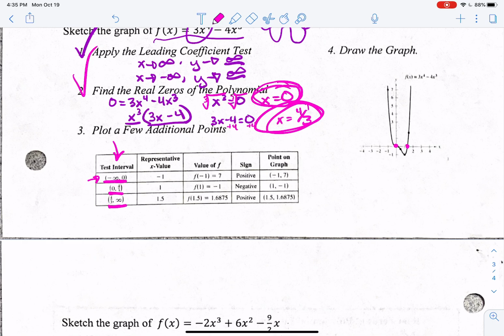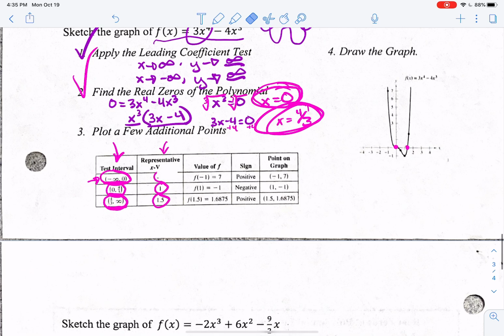So what we do is after we determine our test intervals, we pick an x coordinate. So I know that in this test interval, a really nice number is negative 1. Between 0 and 4/3, a really nice number is 1. And a really nice number between 4/3 and infinity is 1.5 is what they chose. I probably would have chosen number 2 because I think 2 is probably nicer than 1.5, but whatever.